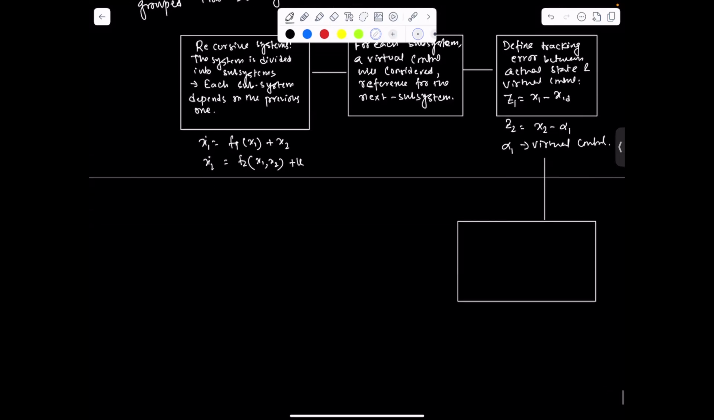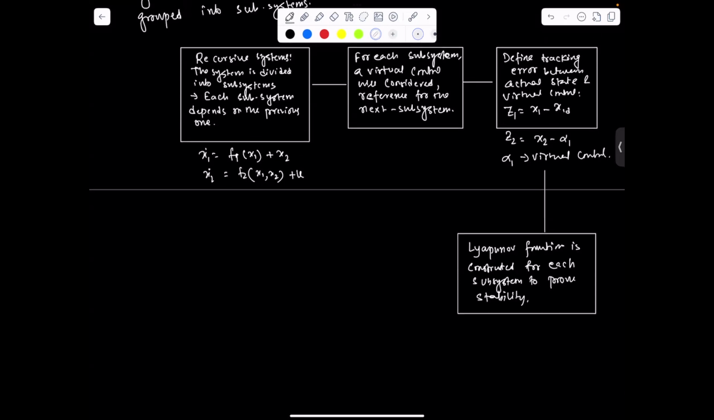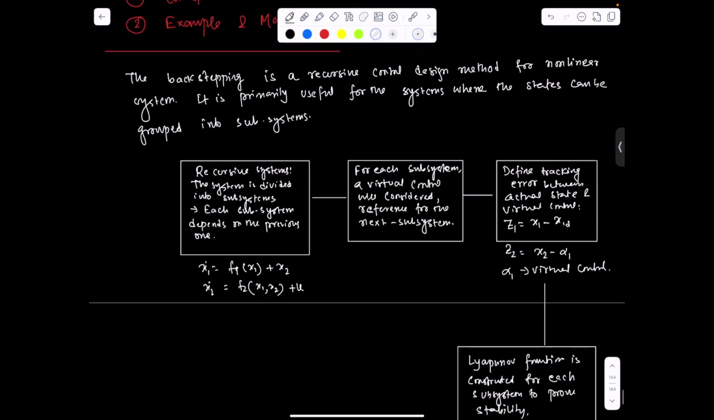And finally, we come to the last step here. A Lyapunov function is constructed for each subsystem to prove stability. So these are the steps we'll be following for designing the backstepping control.